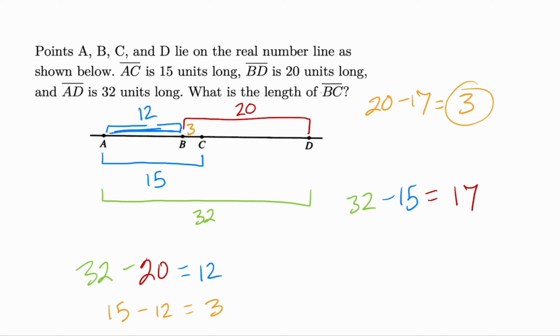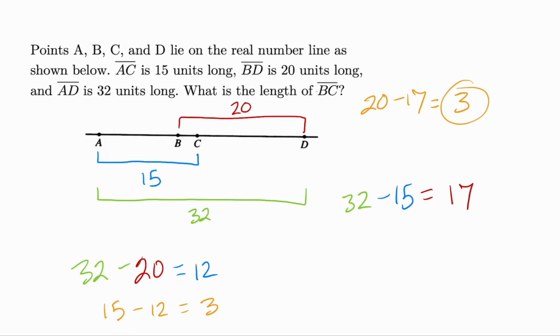One other thing that we can think about here is the overlap. You notice AC and BD overlap each other at BC. Well, if we add the 15 plus the 20, we get 35 as our total. But wait, AD is only 32. That must mean that that overlap is 3.